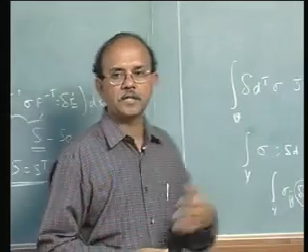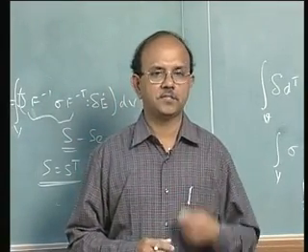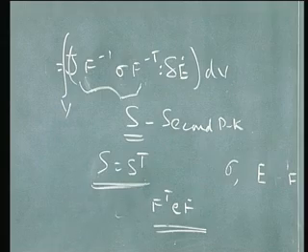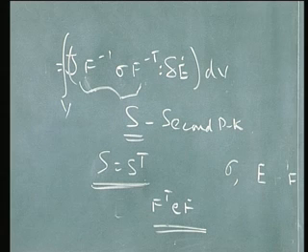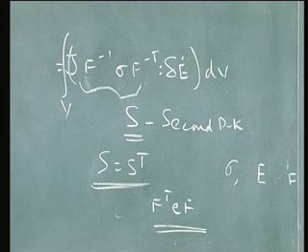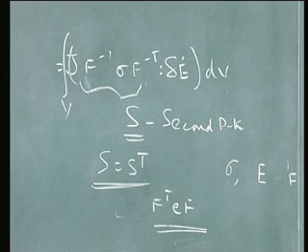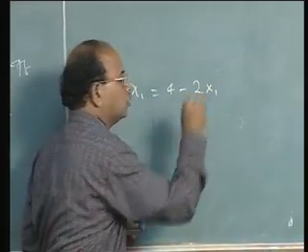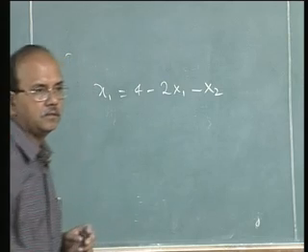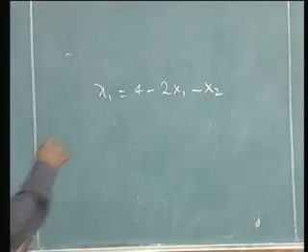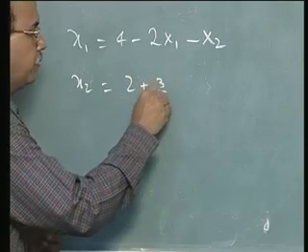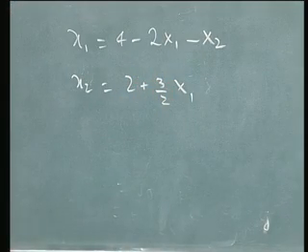We'll continue these problems in the next class as well, so that we have some exercise to manipulate and get certain results. So can you note down a problem? For a 2-dimensional problem, the deformation is given by the explicit equation: small x1 is equal to 4 minus 2 X1 minus X2, and small x2 is equal to 2 plus 3 by 2 X1 minus half X2.